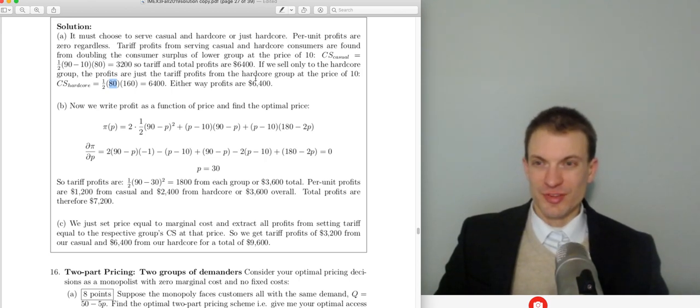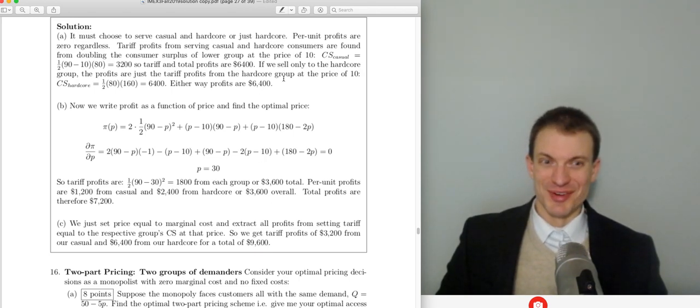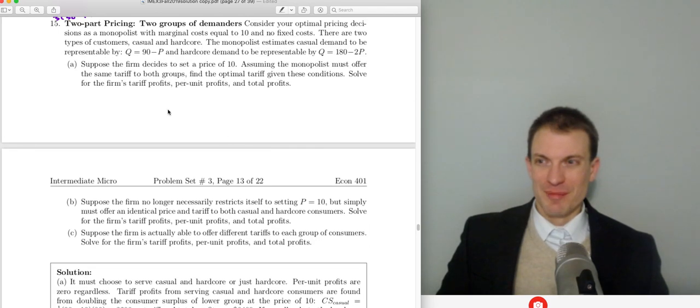That actually gives us the answer for down here, right? Because if this is going to be my tariff for my hardcore group, or my access fee for my hardcore group, and this is my access fee for my casual group, and I'm able to keep them separate, that's what we're doing in part C. So then my profits are going to be 9,600. Okay, so notice, for the way I structured this question, by the time you did part A, you'd actually had part C done.